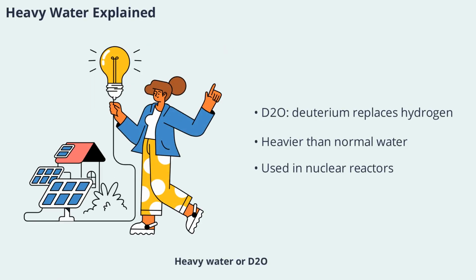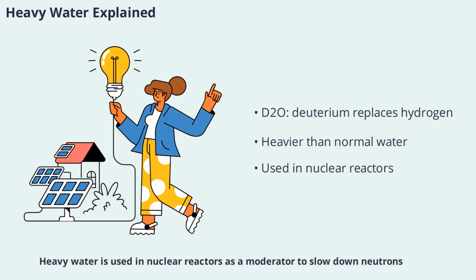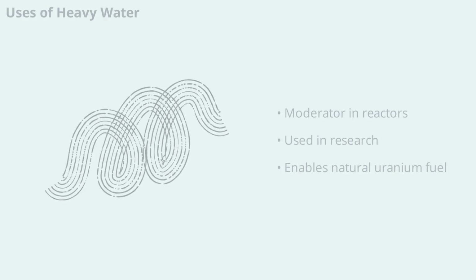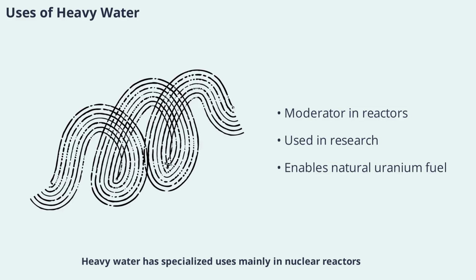Heavy water, or DHO, is water where the hydrogen atoms are replaced with deuterium. It looks and tastes like regular water but is heavier due to the extra neutron in deuterium. Heavy water is used in nuclear reactors as a moderator to slow down neutrons, making it crucial for certain types of nuclear power. Heavy water has specialized uses, mainly in nuclear reactors.